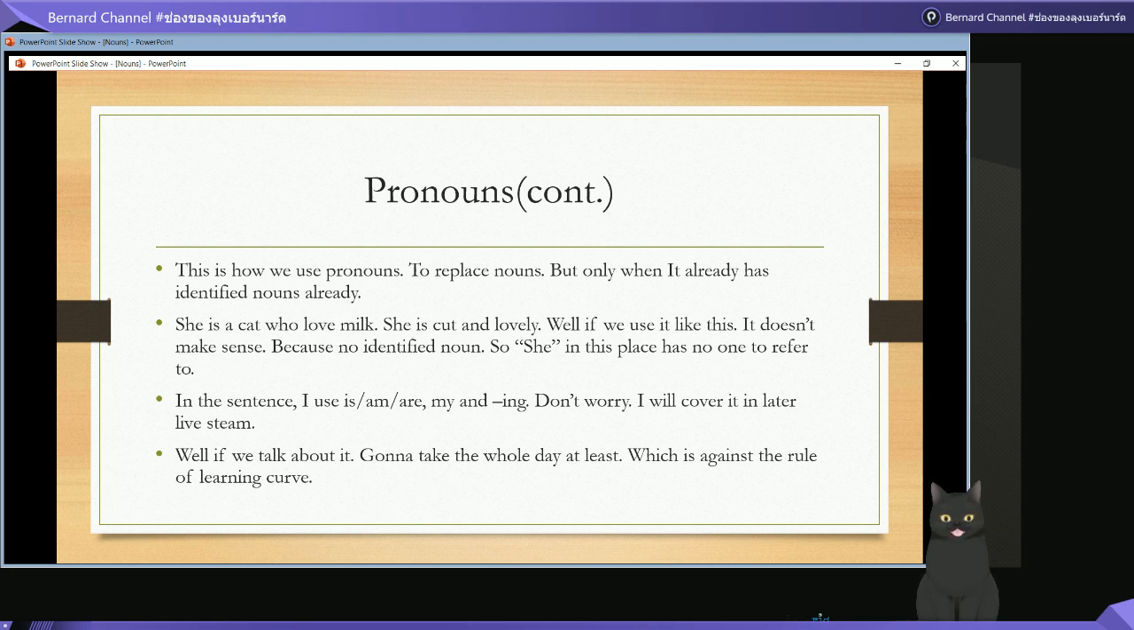So I'm going to give it in small details, a little each day, so you can wrap up and review it every day so that you will understand it. Because it's going to take the whole day, which is against the rule of the learning curve. The rule of the learning curve is some theory I'm going to explain to you later on. But yes, this is very much a complicated thing.